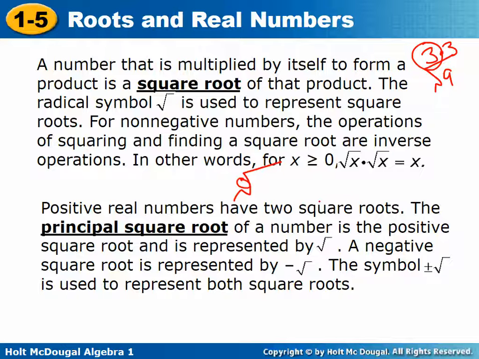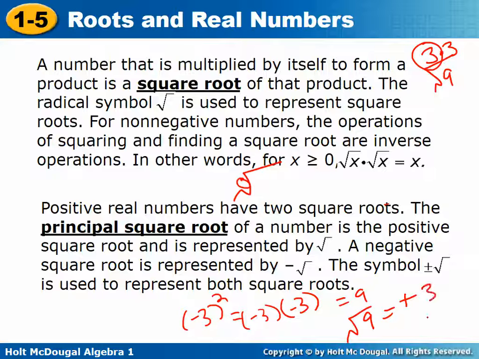So positive real numbers have 2 square roots. The principal square root of a number is the positive square root. So when I did the square root of 9, I just took the positive. That's the principal. But what if I took negative 3 and squared it? Negative 3 times negative 3 is also equal to 9. So really, when you take the square root of 9, there's 2 answers, the positive square root of 3 and the negative square root of 3.